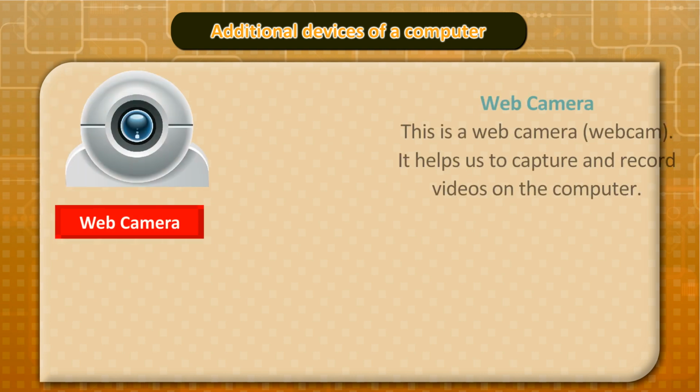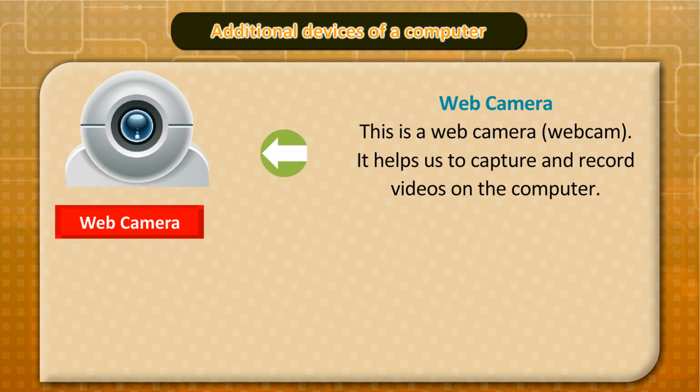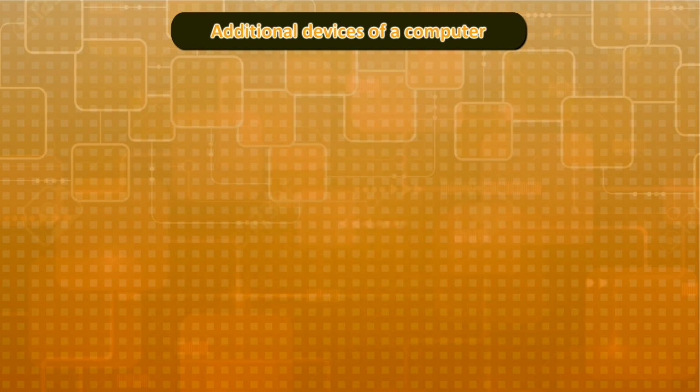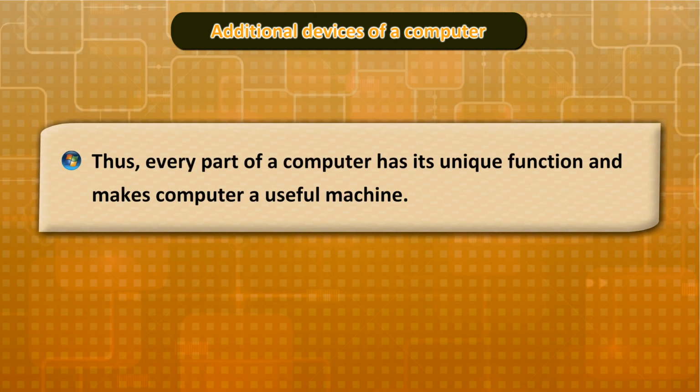Web camera. This is a web camera, webcam. It helps us to capture and record videos on the computer. Modem. Modem is also a part of a computer. It sends out signals for internet to work. Thus, every part of a computer has its unique function and makes computer a useful machine.